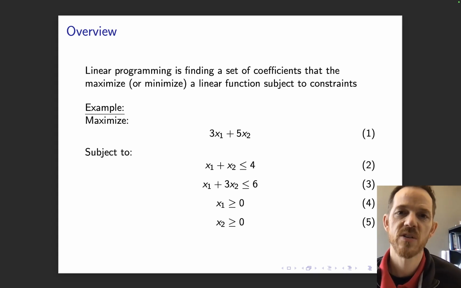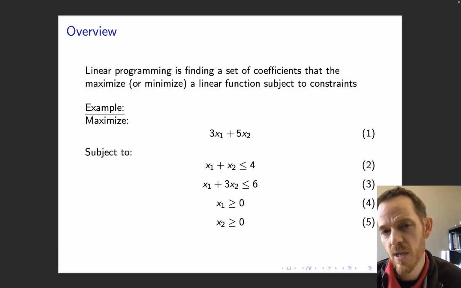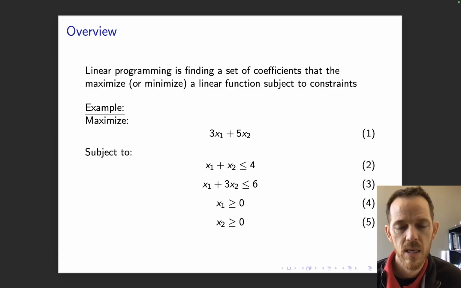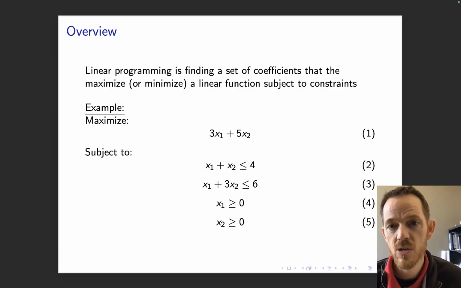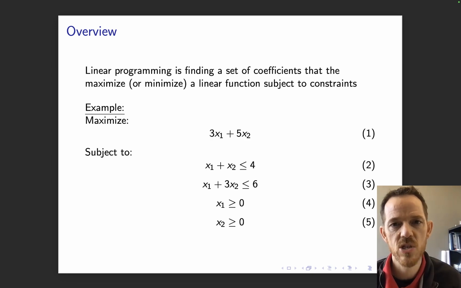What we're trying to do is find a set of coefficients that maximize or potentially minimize a linear function subject to constraints. For example, this could apply to voting constraints. It could apply to flight crews. It could apply to anything that has a number of constraints and we want to efficiently solve for the best answer.